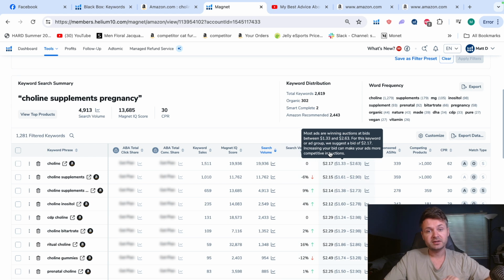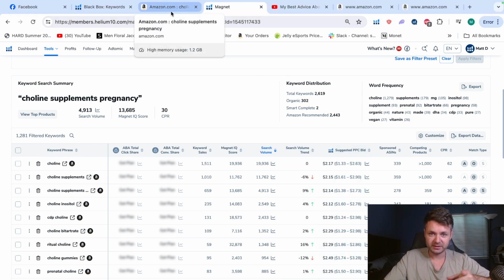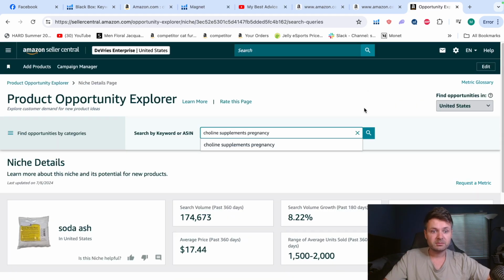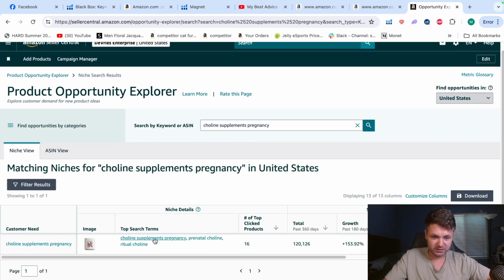But what we can do is check what our industry conversion rate is for this market, meaning when people are scrolling, how often are they converting when they go in this market? So here we are in Product Opportunity Explorer. This is a great way to find our industry conversion rate. So we're going to type in supplements pregnancy, and then it's kind of cool. You can see some interesting metrics on search volume, like it's grown over 153% in the last 180 days. So that's great to see.